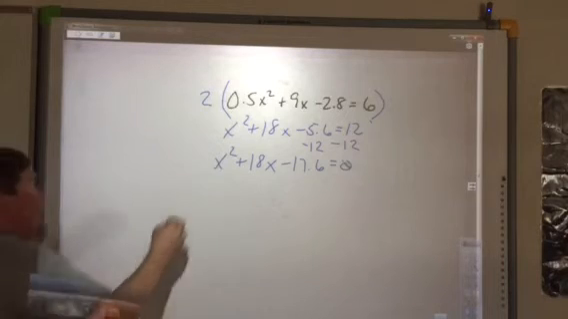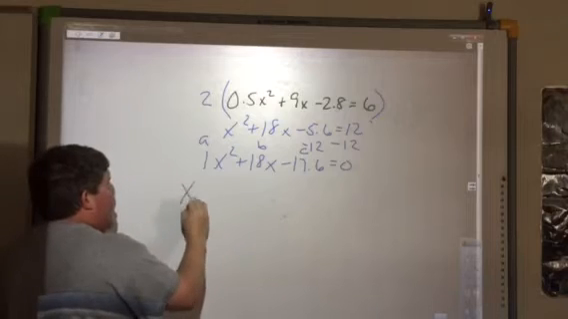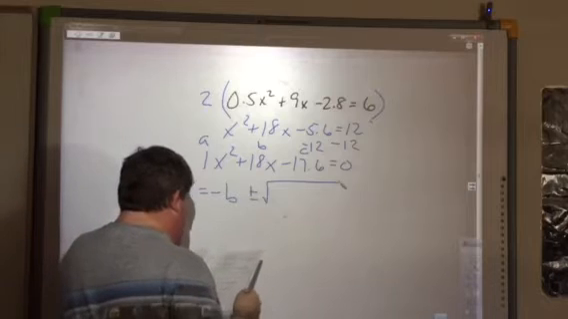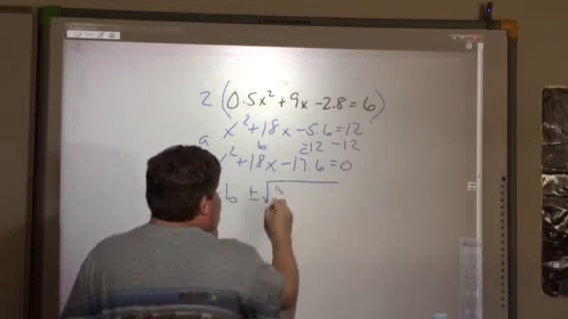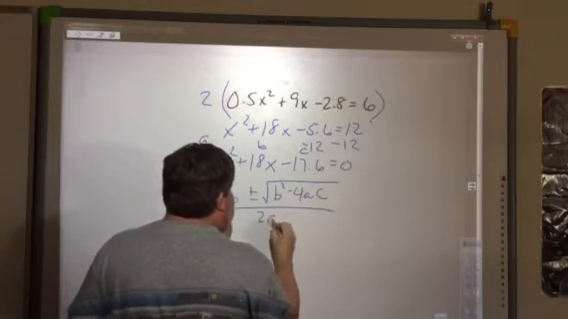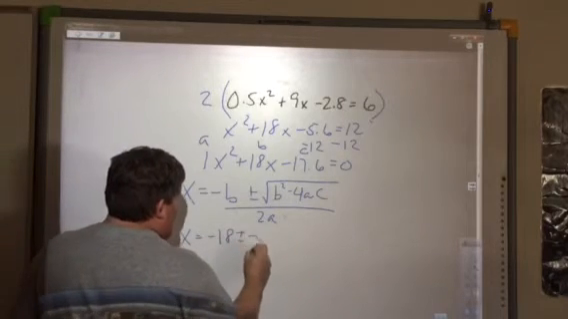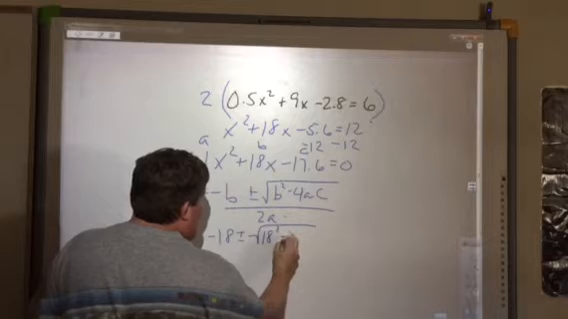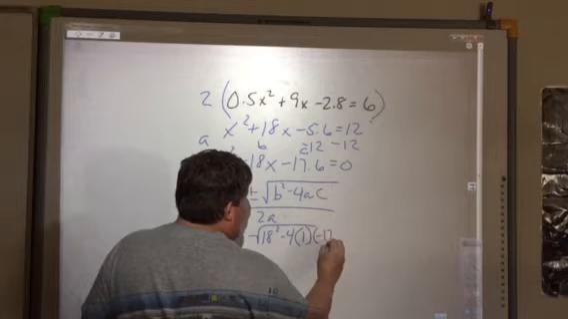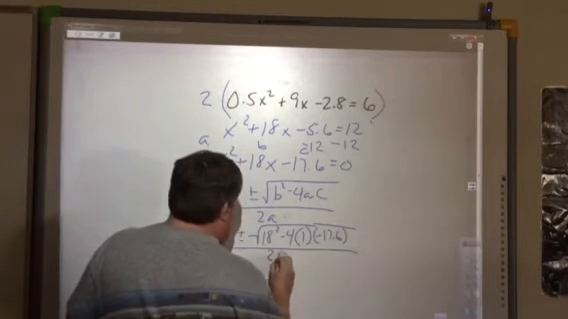Okay, so A is 1, B is 18, C is this. So again, opposite of B, plus or minus the square root, okay, of B squared minus 4AC all over 2A. So X equals opposite of 18 plus or minus square root of 18 squared minus 4 times A times C all over 2A.